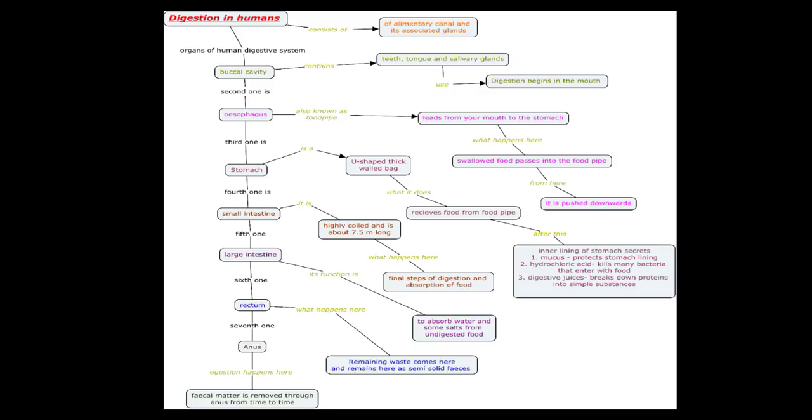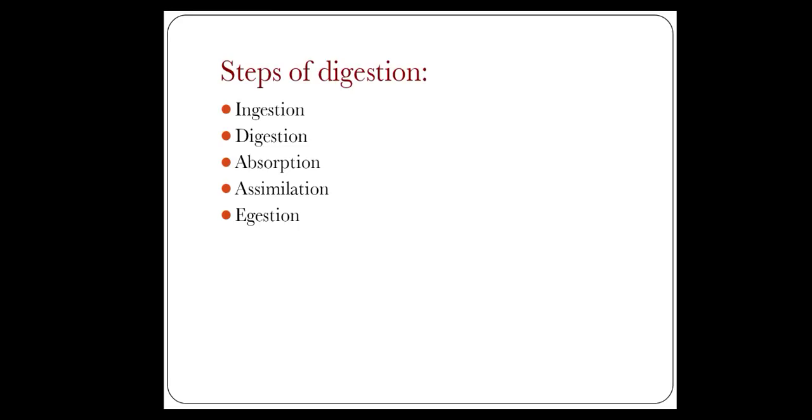So now we are done with the revision of nutrition in animals, digestion in humans. Let us have a look at the steps which are involved in the digestion. The steps involved in the process of digestion are ingestion. Ingestion is intake of food. Digestion is breakdown of complex food into simpler substances.